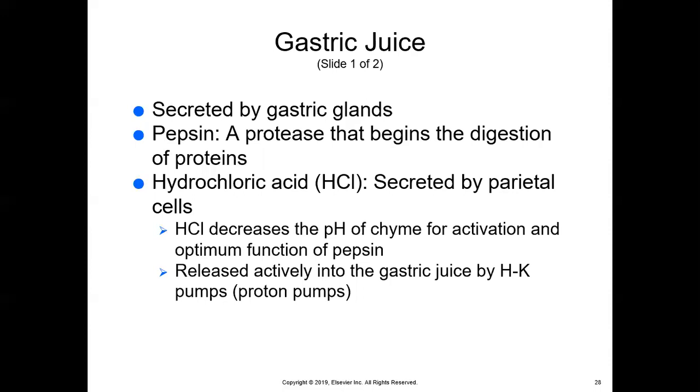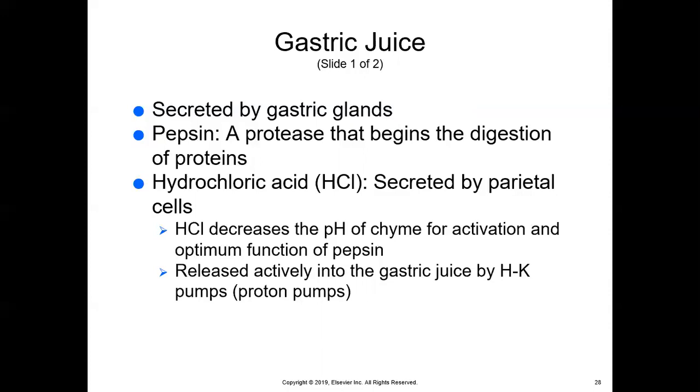Now, the hydrochloric acid in the stomach is secreted by parietal cells. That contributes to the gastric juice. So hydrochloric acid decreases the pH of chyme for activation and optimum function of pepsinogen.